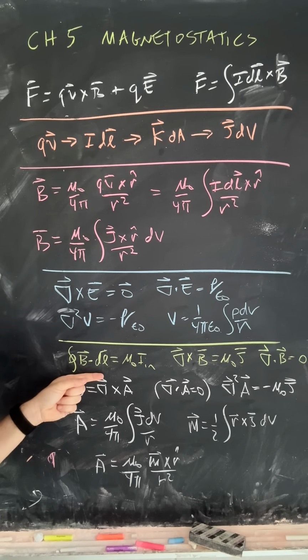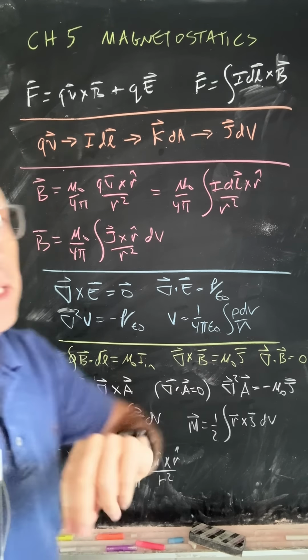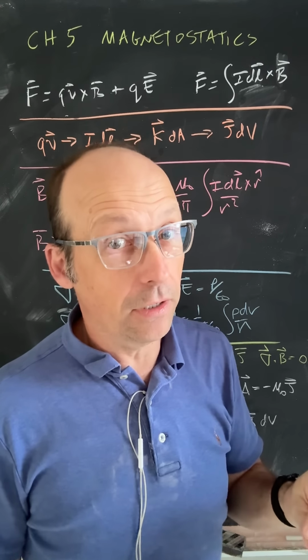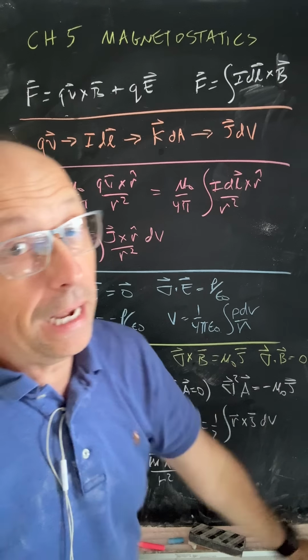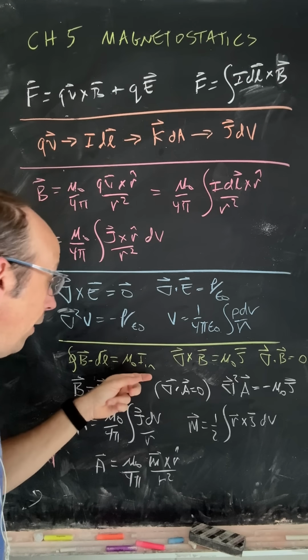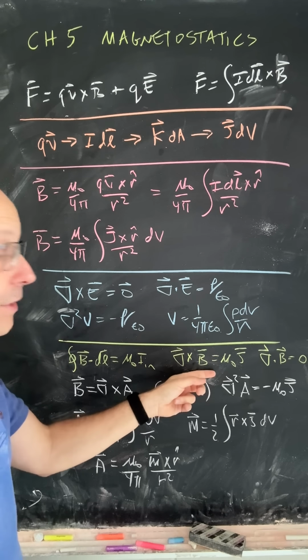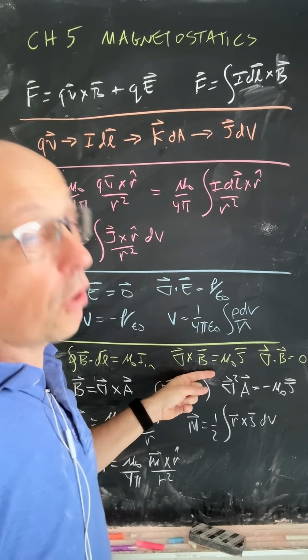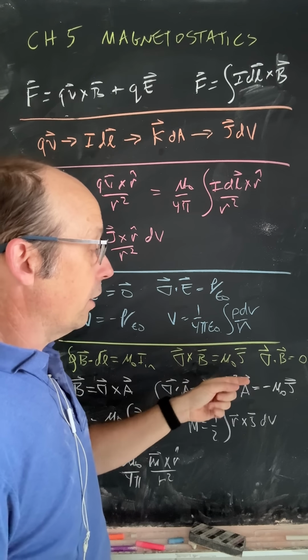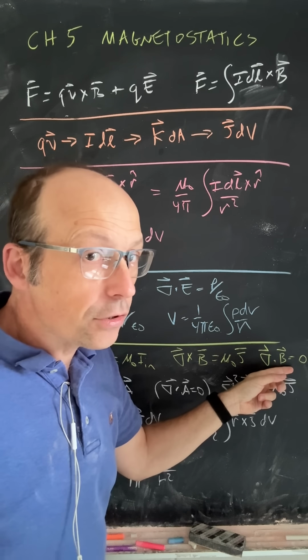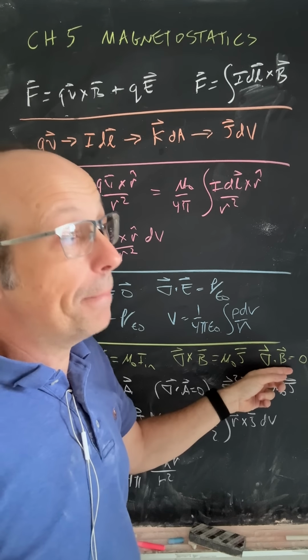In magnetic fields, we have Ampere's law, which says if you integrate B dot dl around a loop, it's equal to the current passing through an area bounded by that loop. And that gives us the differential form, which says that the curl of the magnetic field is mu naught J, and there is no divergence in the magnetic field. Del dot B is 0.